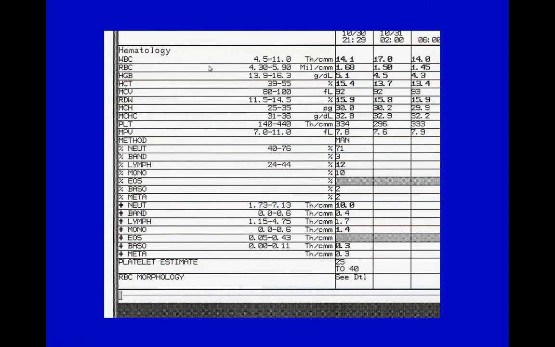All right, so let's practice putting some pieces together. So I have another CBC here. Let's look at your white blood cells. They've given you the normal range here, and here's this person's white blood cells.